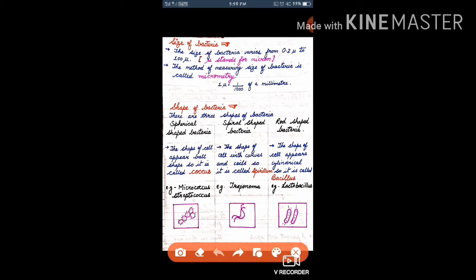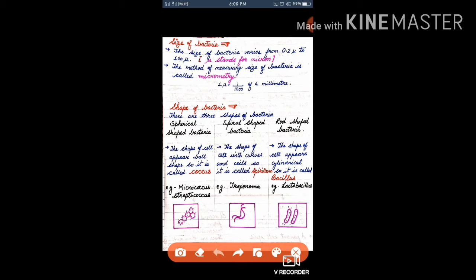Now, the next topic is the shape of bacteria. Bacteria are found in three different shapes. Hence, they are classified into three types: spherical shaped bacteria, spiral shaped bacteria, and rod shaped bacteria. So, we will discuss them one by one.